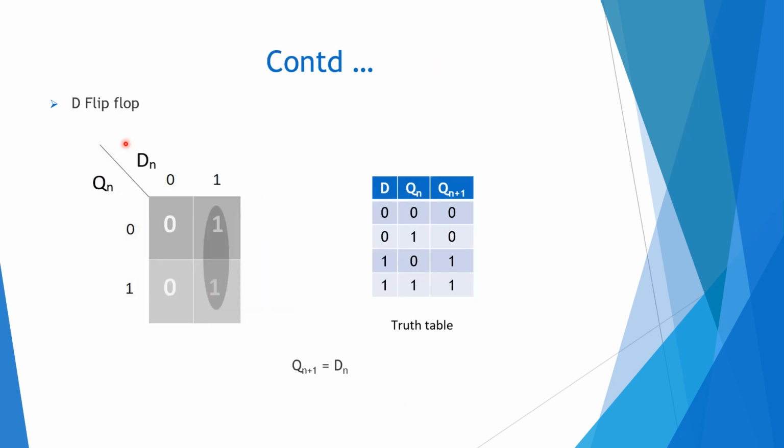Now let us take the D flip-flop. This is the truth table for the D flip-flop. When D is equal to 0, whatever happens at Qn, Qn plus 1 will be 0. And when D is equal to 1, whatever happens at Qn, Qn plus 1 will be 1. So we can write this in a two variable K map, the function for Qn plus 1, with entries 0 0 1 1. We can group this, so Qn plus 1 equals Dn.